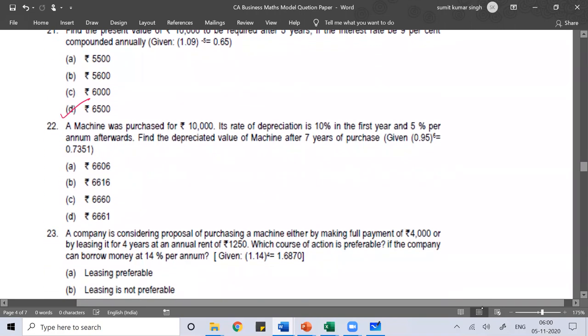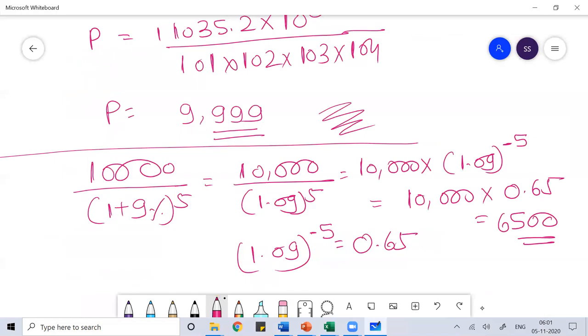Okay, so question number 22, a machine was purchased for 10,000 rupees. Its rate of depreciation is 10% in the first year and then 5% in every year after that. Find the depreciated value after 7 years of purchase. So it's simple. 10,000 rupees is the value in the beginning.